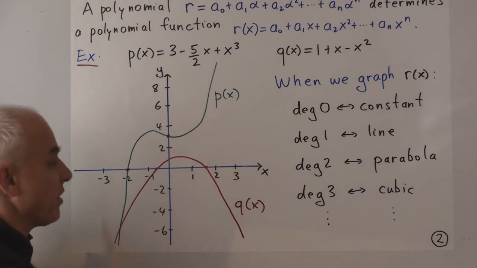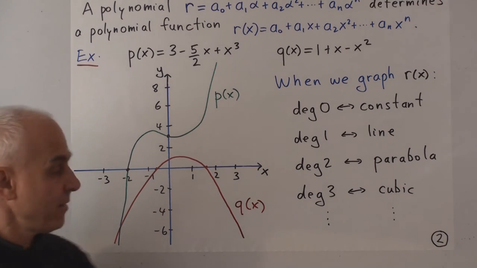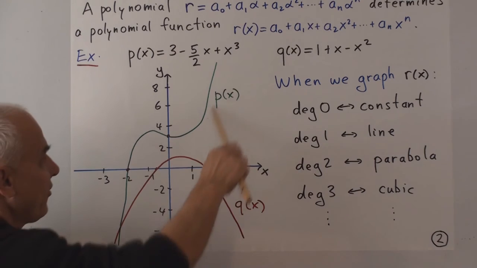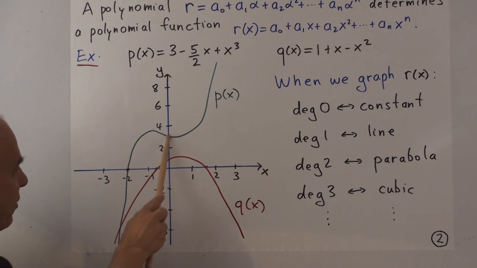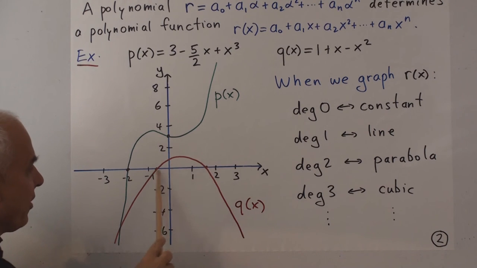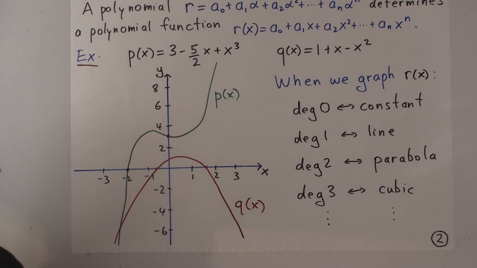This one here is a degree 3 polynomial, which we call a cubic. And it looks like this, roughly. And it goes through -2 here and through 3 here. And these numbers here are closely related to Golden ratios.